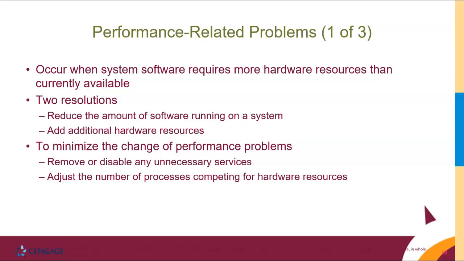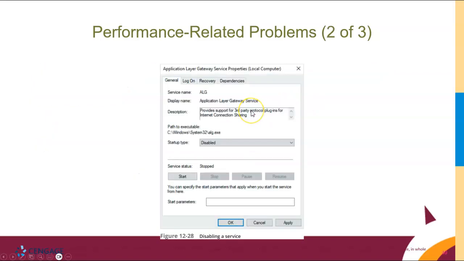Performance related problems occur when the system software requires more hardware resources than currently available. There are two resolutions: reduce the amount of software running on a system, or add additional hardware resources. To minimize the chance of performance problems, remove or disable any unnecessary services, and then adjust the number of processes competing for hardware resources. Here you can see a service that we're going to disable because it's not used.